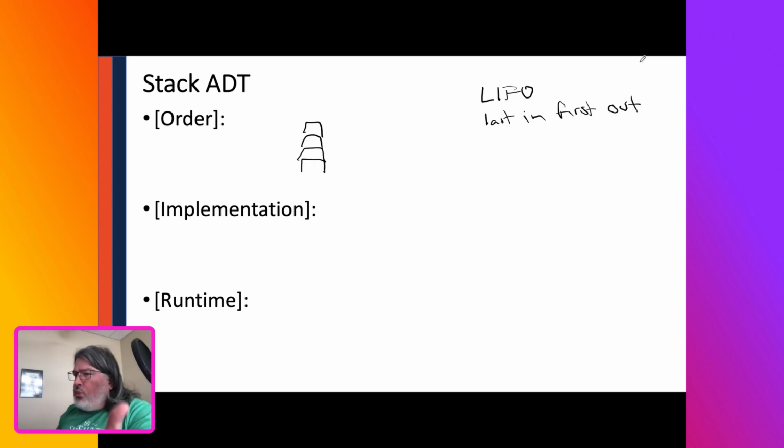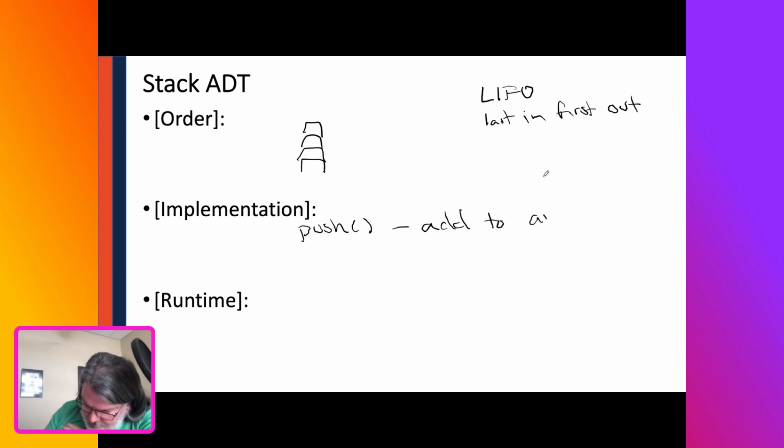Right? We use this all the time. Anytime you make a function call, it's actually using this data structure. What are the pieces? We have push, add to stack, and pop, remove.